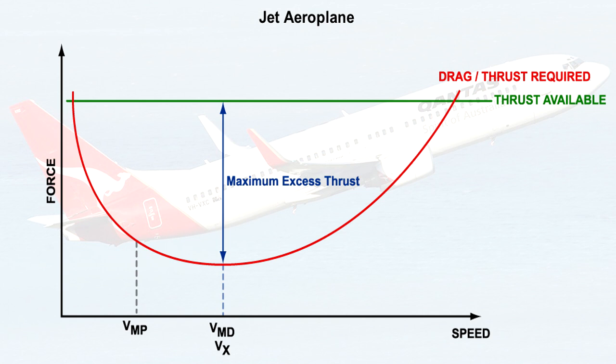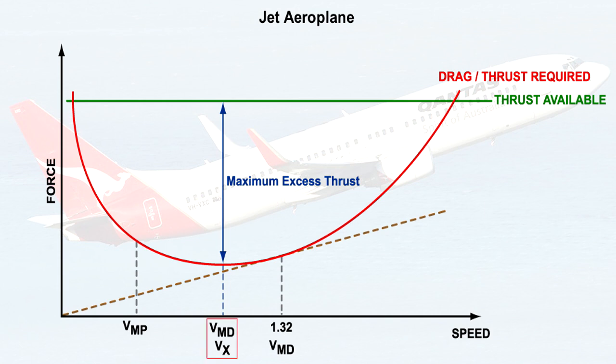VMP is about 0.76 of VMD, as shown here. The last reference speed is found at the tangent point to the drag curve, as shown here. This reference speed value is 1.32 times the velocity of the minimum drag velocity, and thus it's referred to as 1.32 VMD.